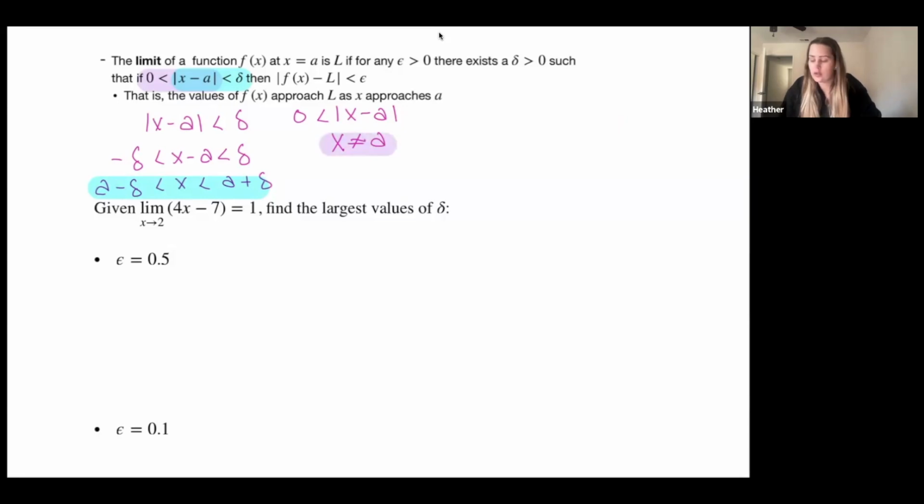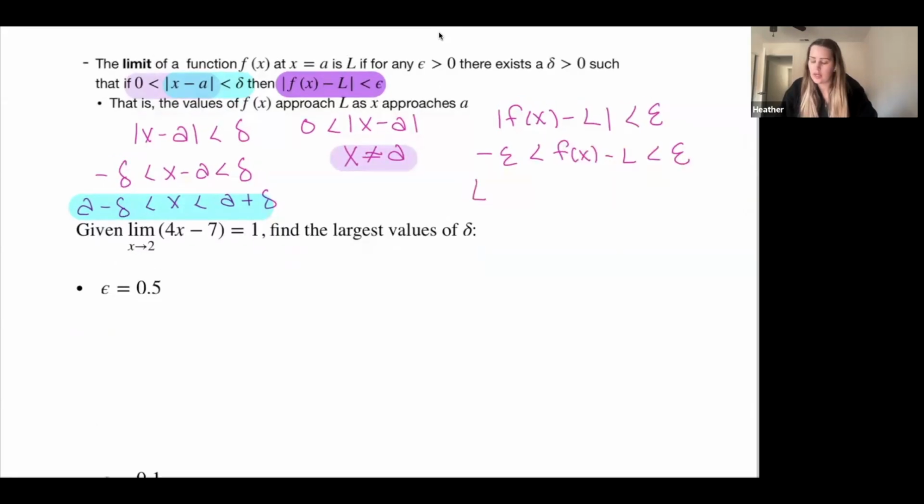Then we're also going to use this piece here, and we're going to break it down the same way that we did this delta. We're almost ready to start the problem, I promise. Okay, so I got the absolute value of f of x minus L strictly less than epsilon. Again, just opening up that absolute value. Now I'm just going to add the L to both sides, and I have that f of x is in between L minus epsilon and epsilon plus L.